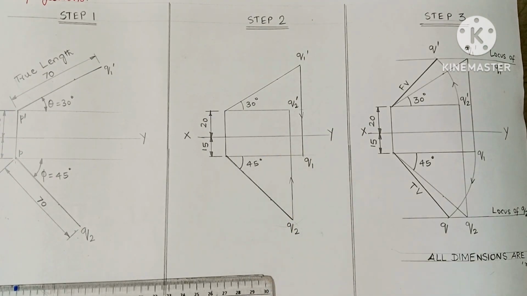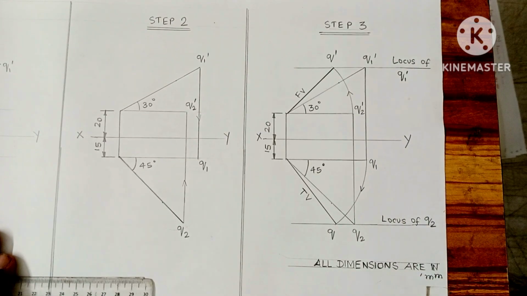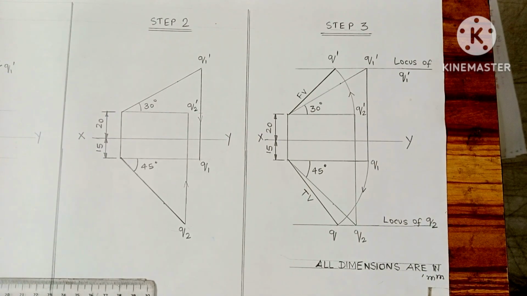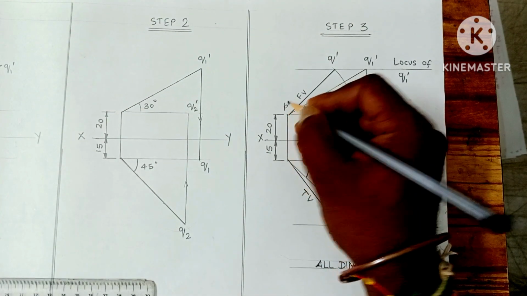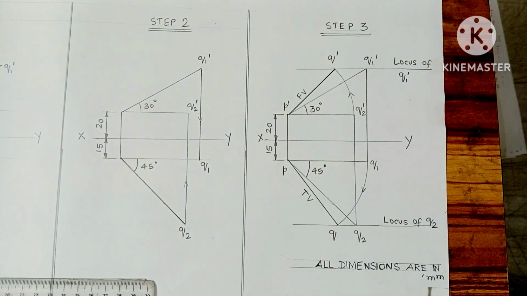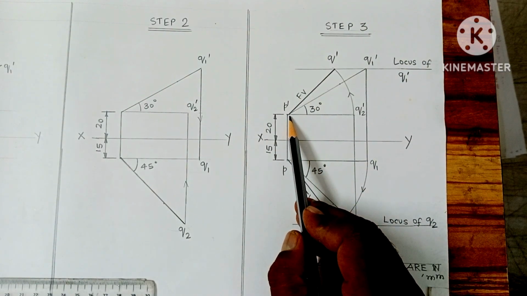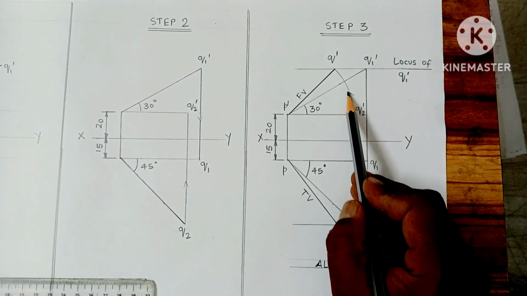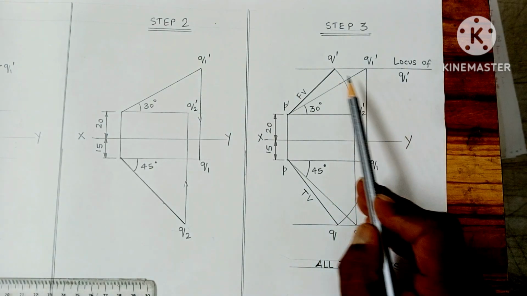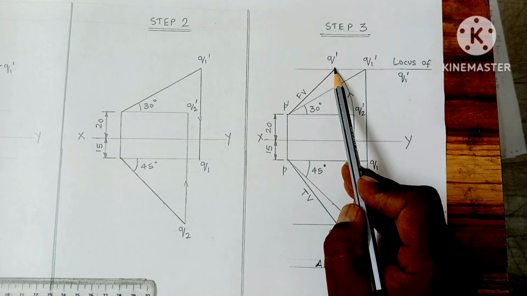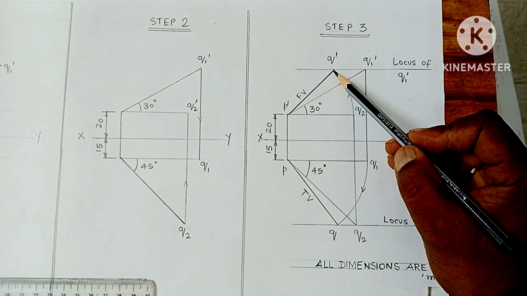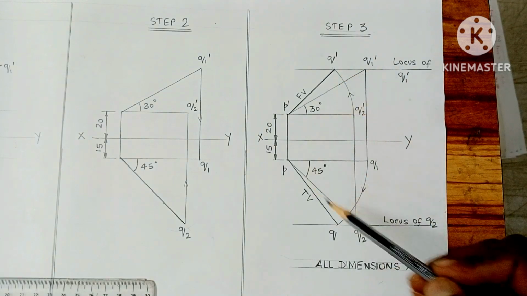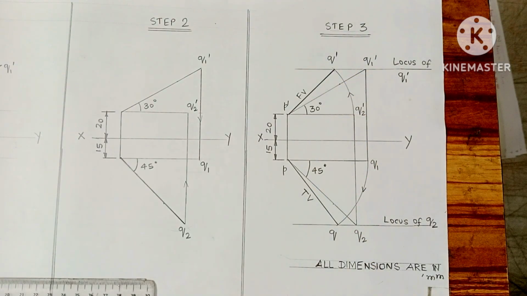In step 3, the final projections are obtained. This is P dash, and this is point P. Taking the compass, with P dash as center and P dash Q2 dash as radius, draw an arc upward where it intersects the locus line passing through Q1 dash, and mark it as Q dash. Then join P dash and Q dash with an HB or H pencil so that it appears dark. All other lines shall be drawn with a 2H pencil, called construction lines or projection lines.